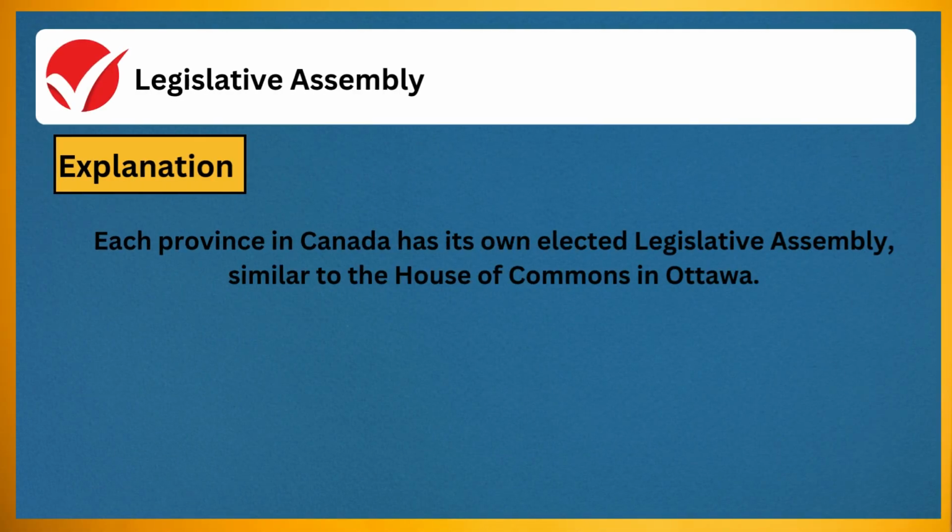The correct answer is Legislative Assembly. Explanation: each province in Canada has its own elected legislative assembly, similar to the House of Commons in Ottawa.